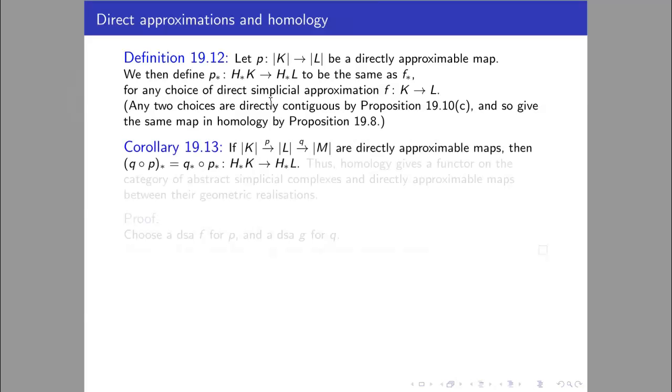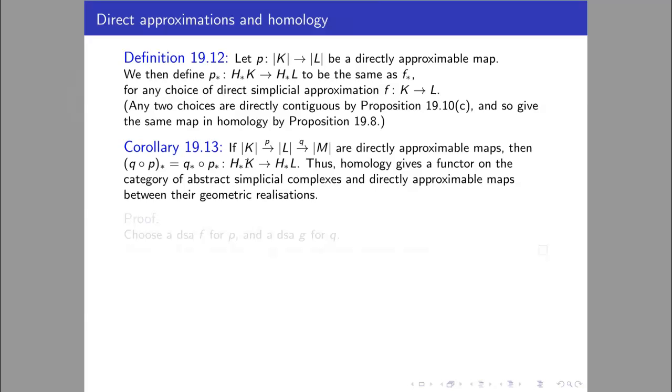And as a corollary of that, we have this kind of functoriality property: if we've got maps P from mod K to mod L and Q from mod L to mod M, and these are both directly approximable, then the claim is that if we take Q composed with P lower star, that's the same as Q star composed with P star.